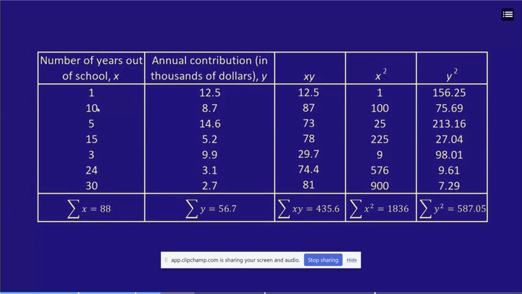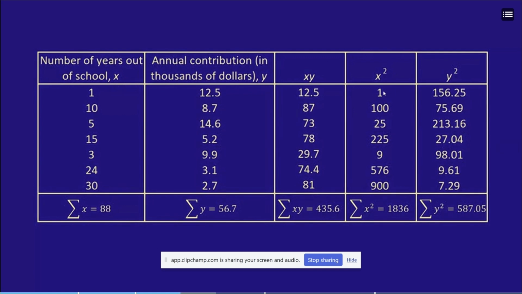In this table, I have the values of X, 1, 10, 5, 15, 3, 24, and 30 in the leftmost column, followed by the column with Y: 12.5, 8.7, 14.6, 5.2, 9.9, 3.1, and 2.7. The corresponding sum of the X's is 88. The corresponding sum of the Y's is 56.7. Each X is multiplied by its corresponding value of Y, so 1 times 12.5 gives us the first value of 12.5. The XY values are calculated, and the sum of the XY's is found to be 435.6.